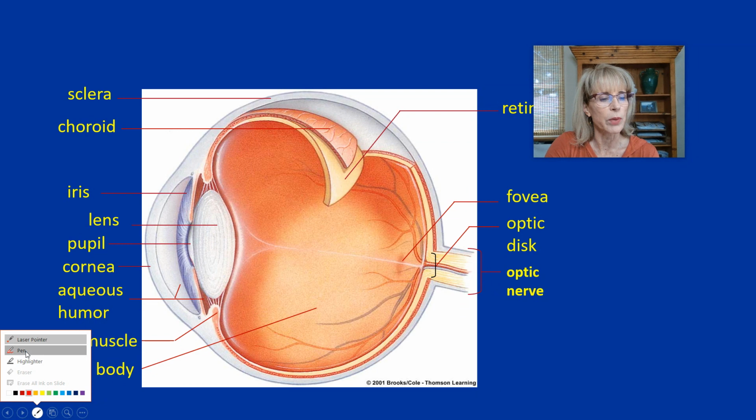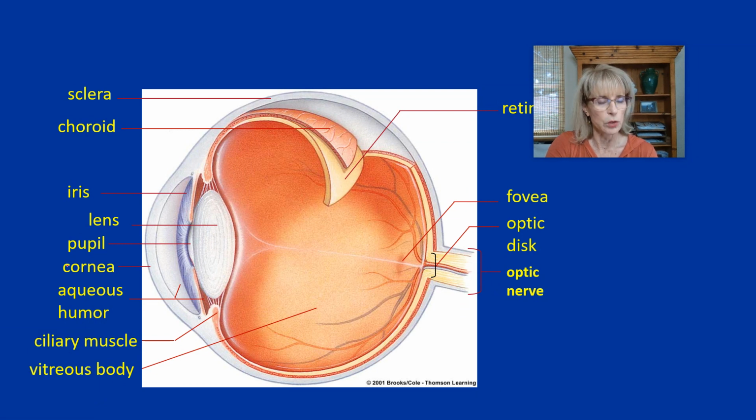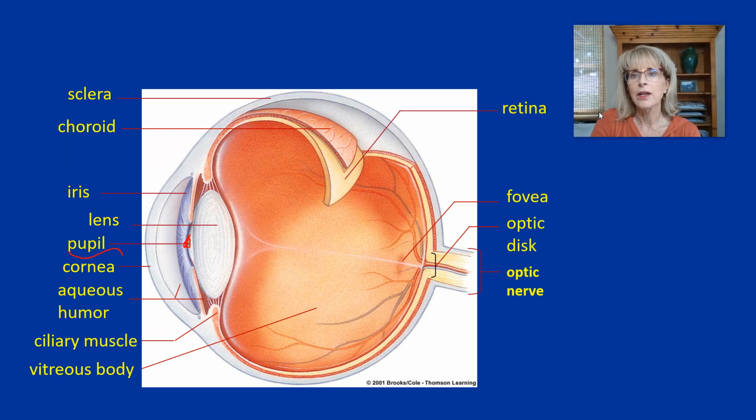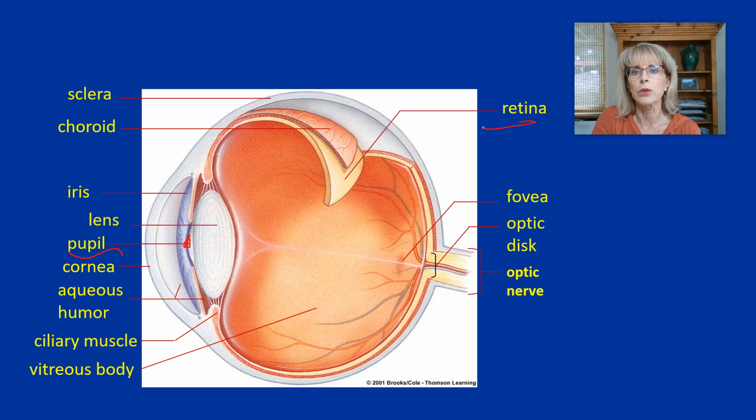I'm going to switch to the pen right now. That is the pupil. The pupil is the hole right here in the center, right? And the iris controls how much light will reach the back of the eye, will reach the retina, by opening and closing the pupil, right?